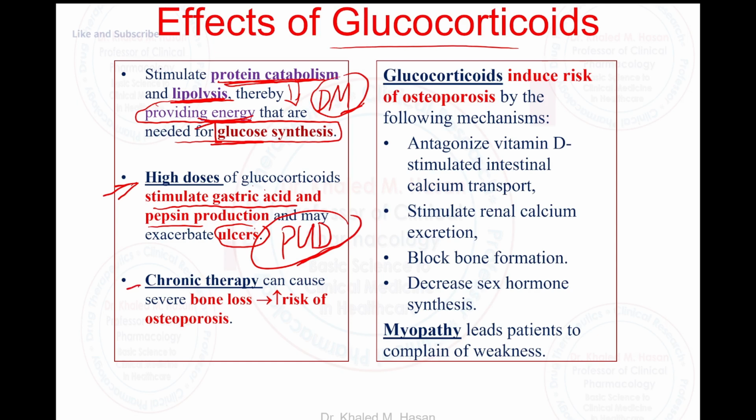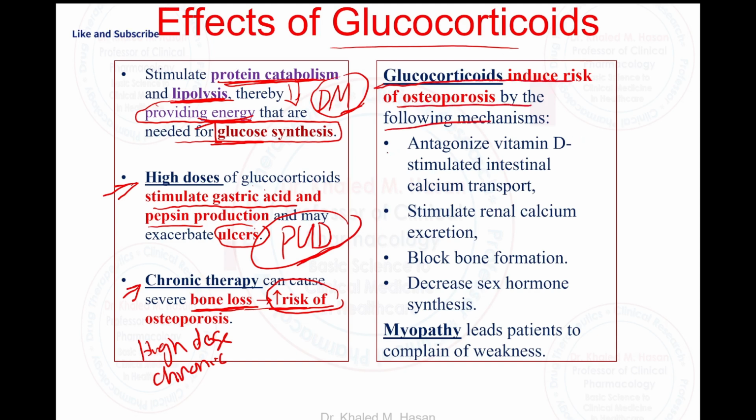Speaking about chronic treatment with high doses, what happens here? The patient may suffer from bone loss. This leads to an increased risk of osteoporosis. Someone may ask, what is the mechanism? How do glucocorticoids lead to osteoporosis? As you can see here, glucocorticoids increase the risk of osteoporosis by several mechanisms.